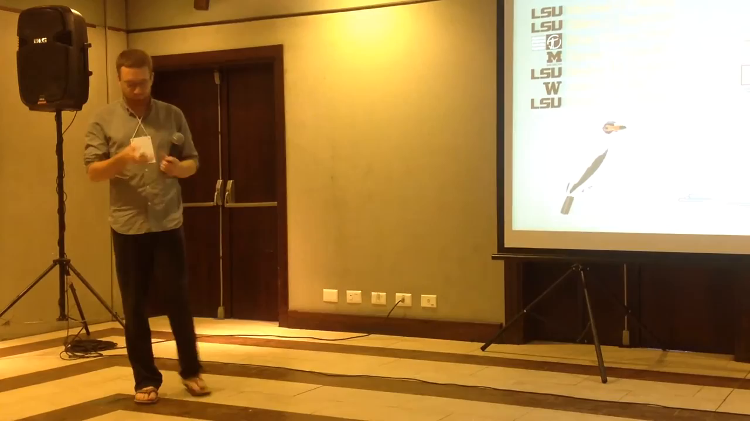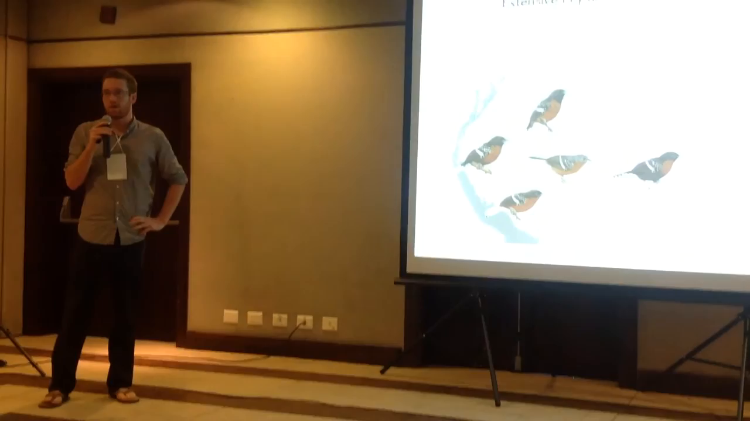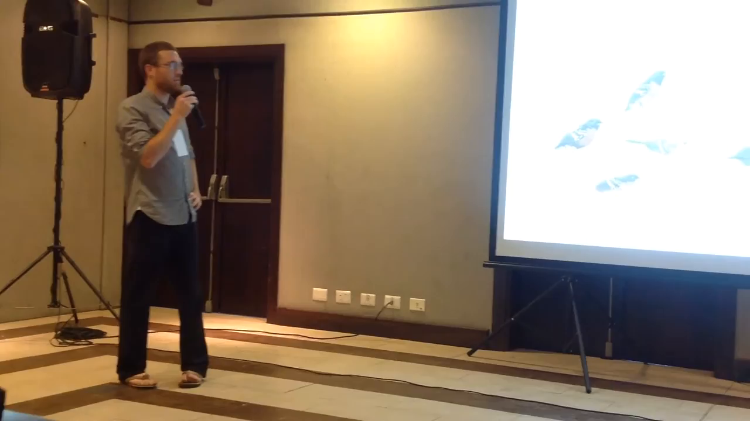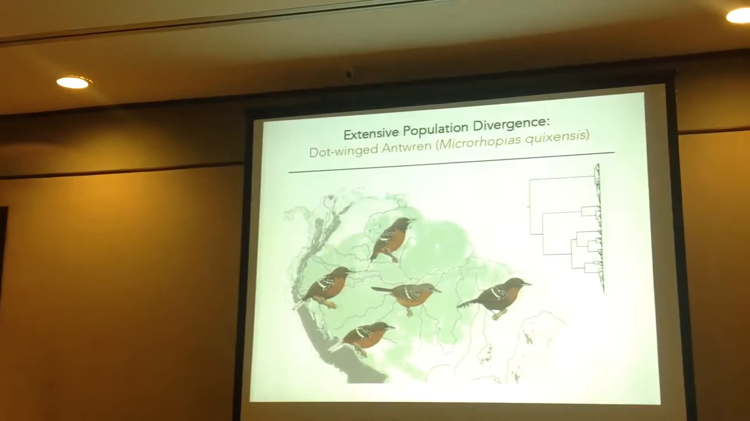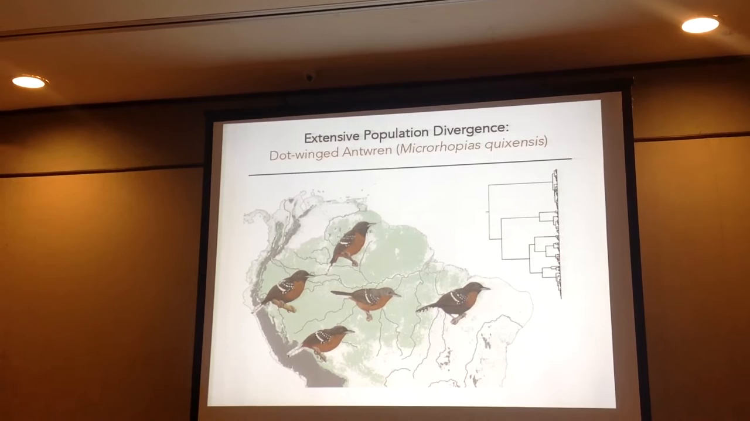So let's start with an observation. Species vary widely in the level of intraspecific divergence, or divergence among populations. For example, the dot-winged antwren looks pretty dramatically different from place to place across its distribution in the Amazon basin, and also has a deep and structured mitochondrial gene tree, as you can see on the right there.